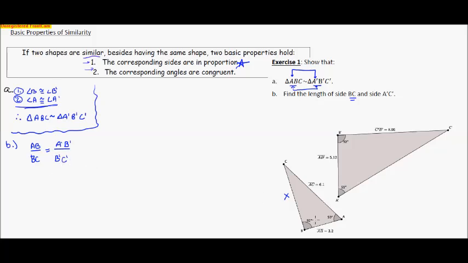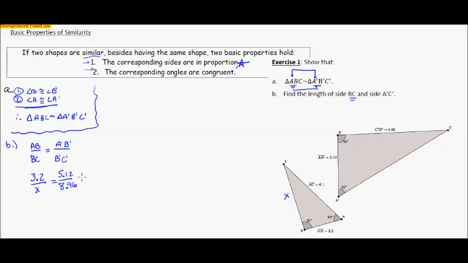Alright, and go over my picture. AB is 3.2. So I put a 3.2 there. BC, well, that's the one I'm looking for. That's my X. So I plug in an X. A prime, B prime, right over here, they tell me that's 5.12. And B prime, C prime is right up here. That's 8.96.